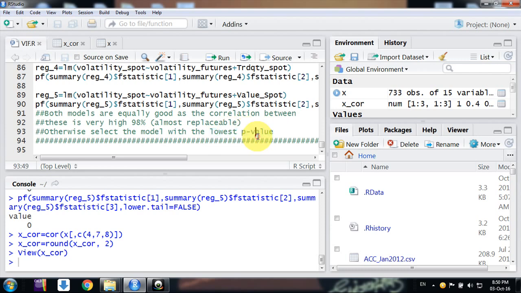So this is the way, friends, we use stepwise regression, general to specific or specific to general.